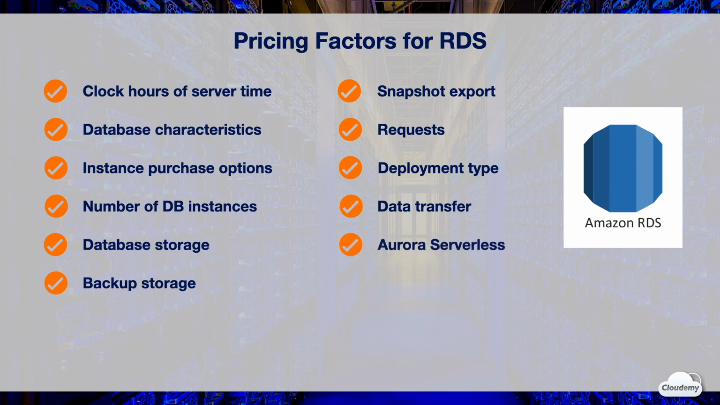Amazon RDS also offers Aurora Serverless that allows you to pay for what you consume. With Aurora Serverless, your database capacity automatically scales up or down. Database capacity is measured in Aurora Capacity Units, or ACUs. You pay an hourly rate per ACU. One ACU has approximately 2 GB of memory with corresponding CPU and networking.